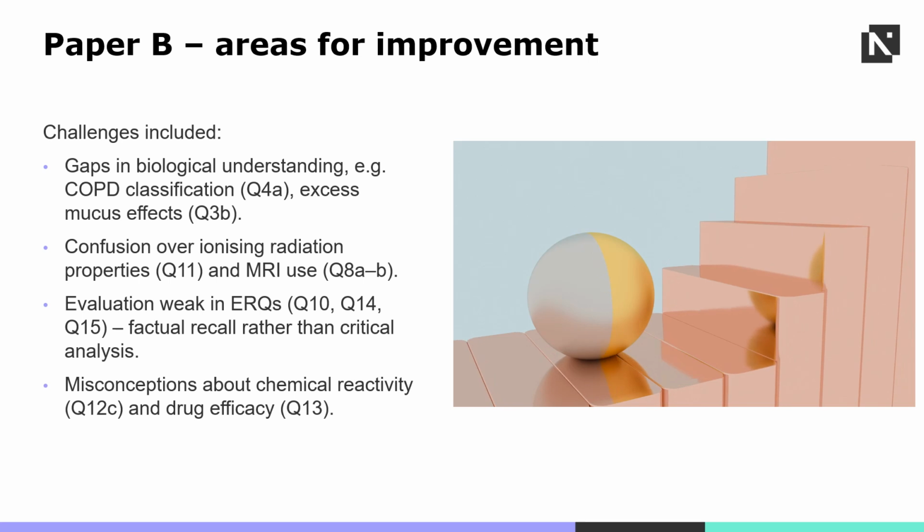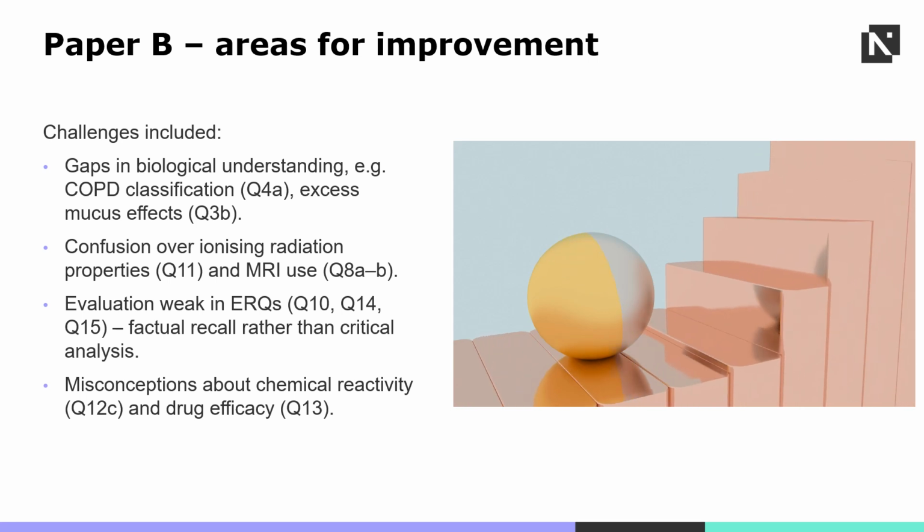Paper B also highlighted several learning gaps. Questions 3B and 4A showed uncertainty around disease mechanisms, key content from biology. Questions 8 and 11 revealed misconceptions in physics, with many students mixing up radiation types or omitting key MRI safety considerations. Extended responses, particularly questions 10, 14 and 15, often lacked evaluation. Many answers were descriptive or inaccurate, showing a need for more structured critical thinking in science-based ERQs.